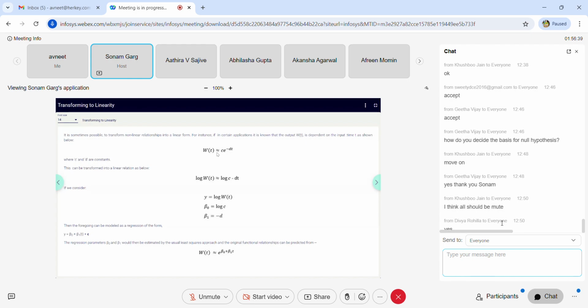But there are times when we can convert these kinds of relationships to linear relationships, and then we can apply regression on it. Like, if you remember, we have done it in logistic regression.